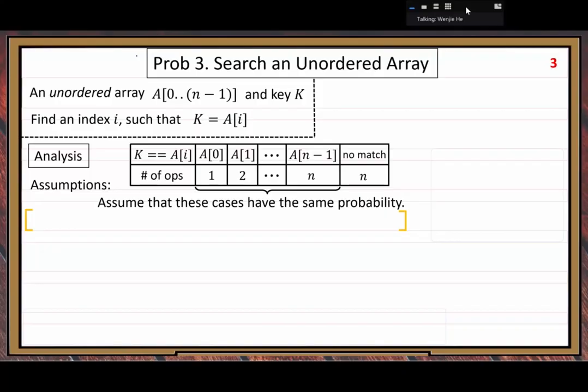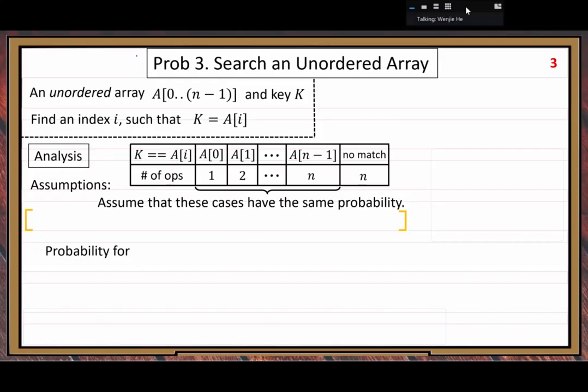Second assumption. Now we need to consider that no match case, because here it's not reasonable to assume the no match case occurs with the same probability as any of the previous cases. That's not reasonable. You cannot say that. So we have to use another assumption for the last special case.